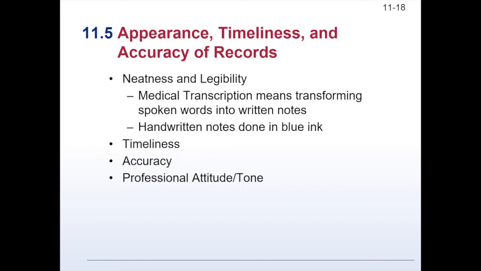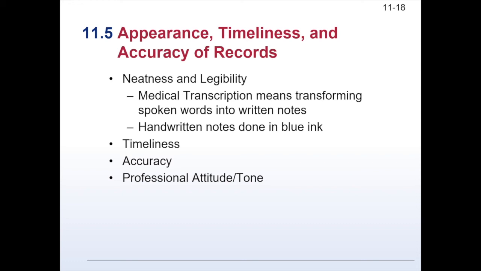Appearance, timeliness, and accuracy of records. Neatness and legibility. Medical transcription means transforming spoken words into written notes. Handwritten notes are written in blue ink. Make sure all handwriting is legible. Timeliness. To ensure timeliness, record all exam and test results as soon as available. Accuracy. Accuracy guidelines require the medical assistant to check all information carefully and to verify any information when there is doubt or question on an item.